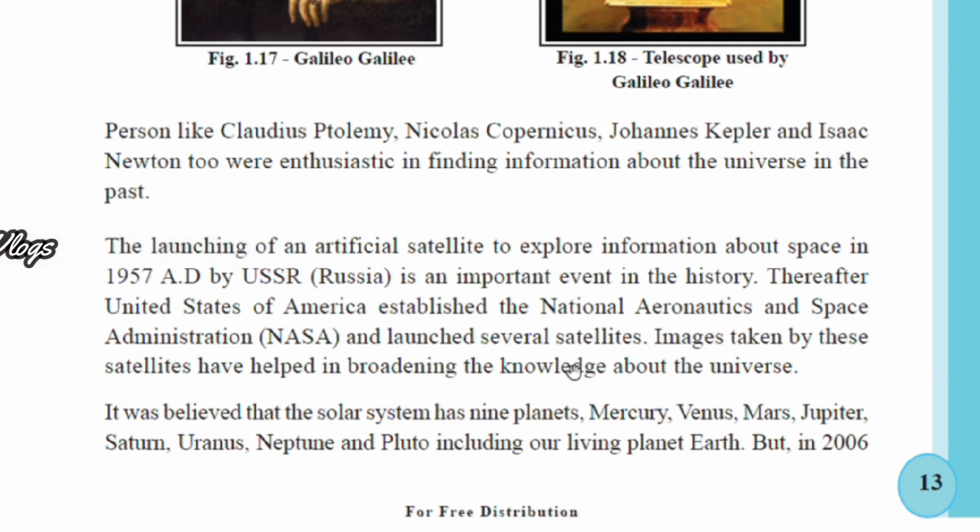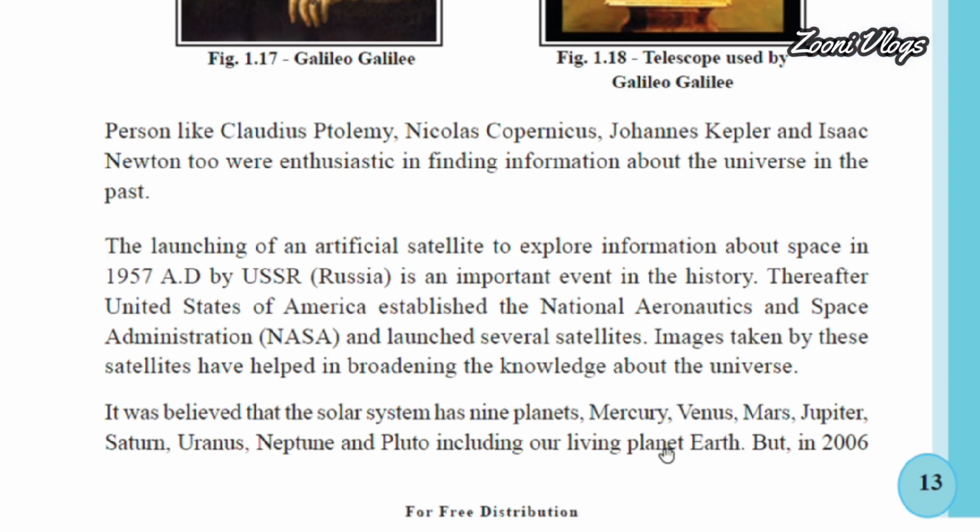Now we all know these things. Because of technical equipment, over time they introduced many more things about space. It was believed that the solar system has how many planets? Nine planets: Mercury, Venus, Mars, Jupiter, Saturn, Uranus, Neptune, and Pluto, including our living planet Earth. So finally they concluded there are 9 planets in the solar system.